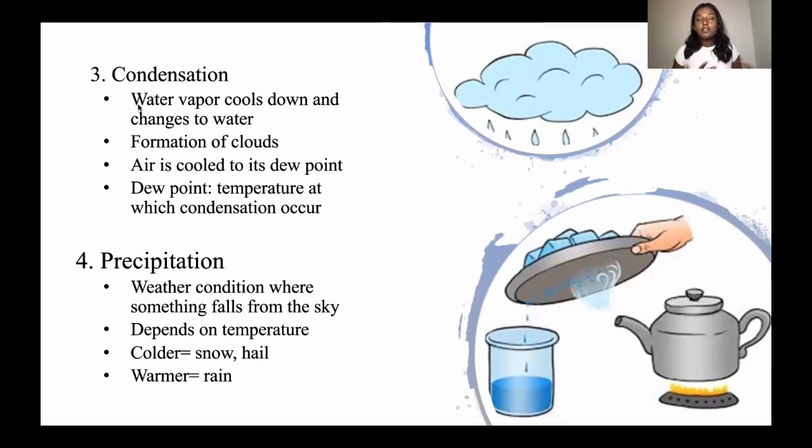So the colder the temperature is up in the atmosphere, the more it's going to snow or hail, which is what happens in the winter. And the warmer it is up in the atmosphere, the more it's going to come down as rain rather than snow or hail.